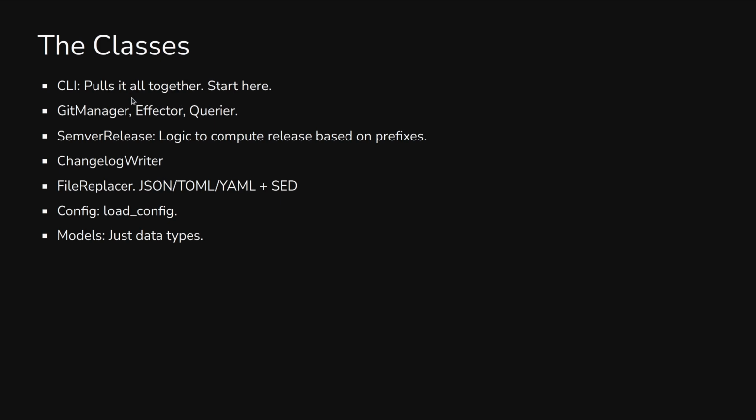So the CLI area module is just parsing the config args. There are some Git classes, an effector and a querier separately to just make changes in a Git repository. They both use just Git commands under the hood, but tried to abstract them a little bit to hide those details away. Semver release contains all the logic for computing releases based on prefixes. Changelog writer is the base class for any changelog writing that goes on, and then it lets you extend it to make your own. File replacer, self-explanatory, supports JSON, TOML, YAML, and sed. And then config just loads the config. Models is just data types.